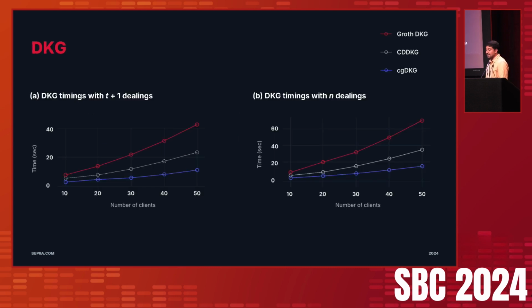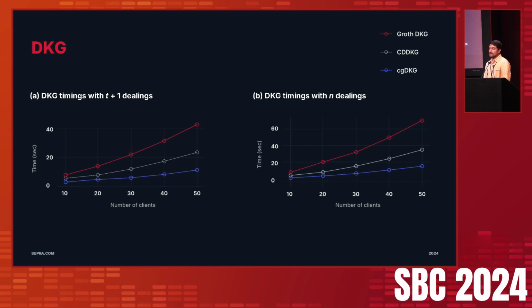Now looking at the DKG numbers. So here I'm showing 2 graphs. When I'm actually performing the DKG, you don't need to wait till all the N parties publish valid secret sharings. Because only T+1 valid sharings are sufficient, your DKG protocol can go ahead with the first T+1 values. So I'm showing the timings for the T+1 dealings and also the N dealings. So roughly for 30 parties, CG DKG takes 6 seconds, whereas Castagnos-Laguillaumie CD-DKG takes roughly 12 seconds.